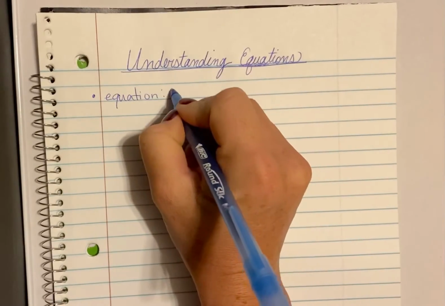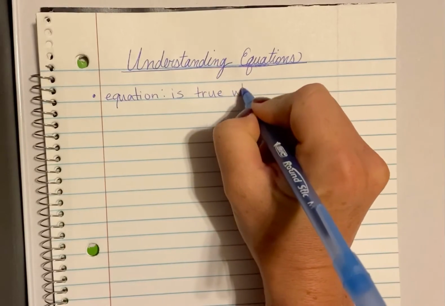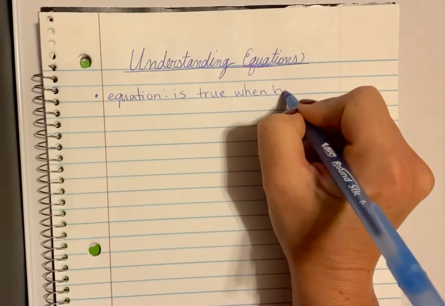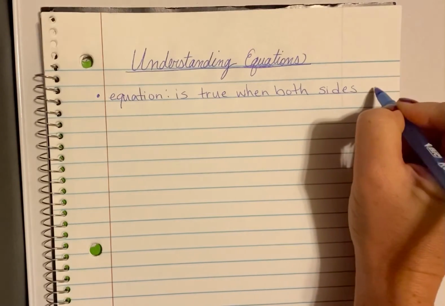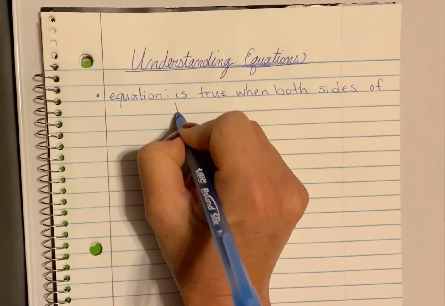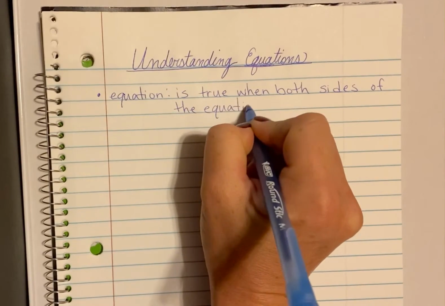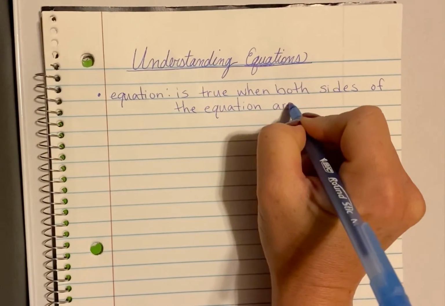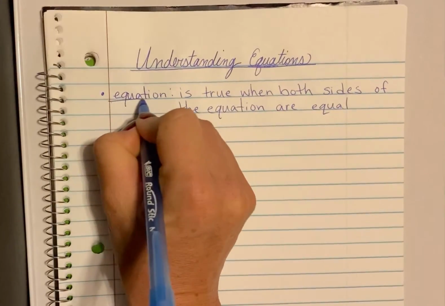is that an equation is true when both sides of the equation are equal. That makes an equation.